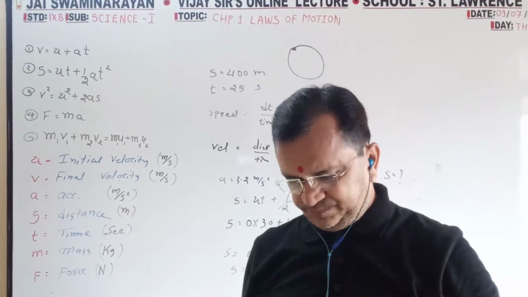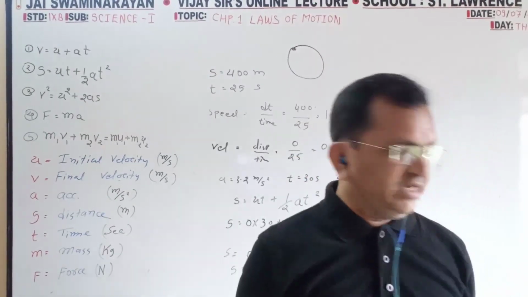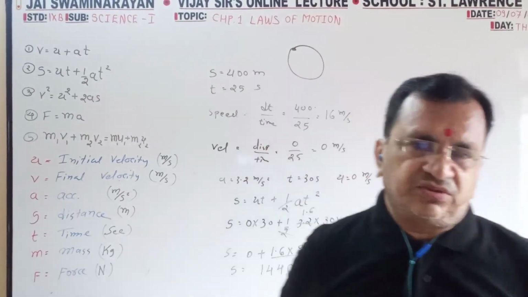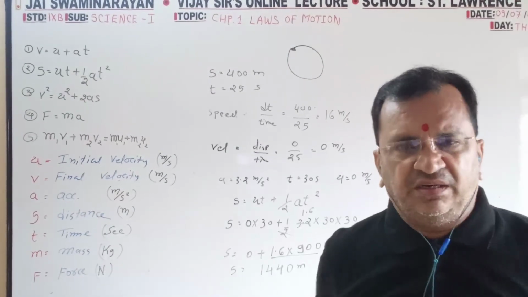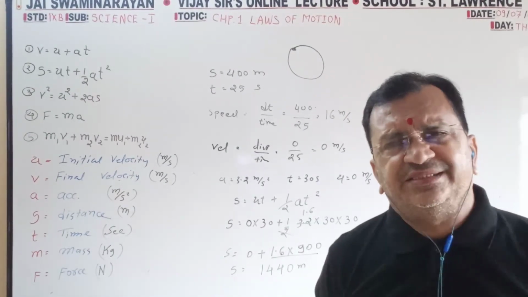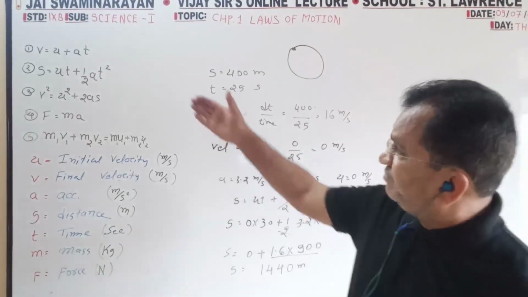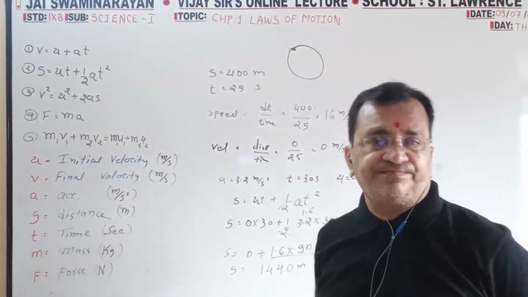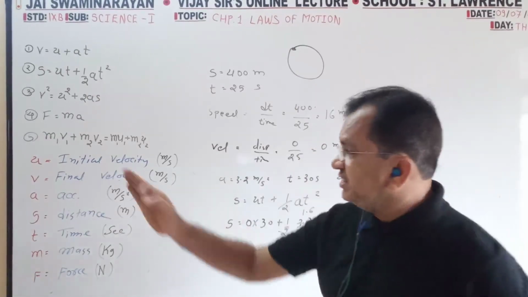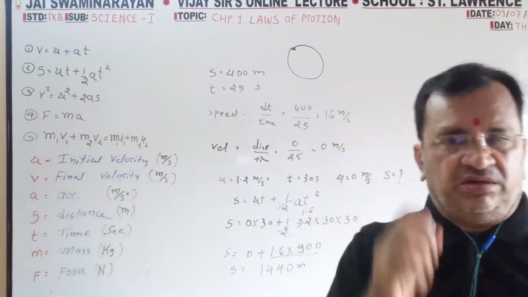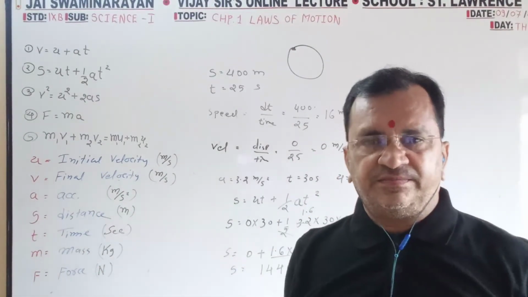So the total distance travelled is 1440 meter. See, these numericals are very important for 10th standard also, because this same to same question comes in 10th standard also. So first learn the formula and find out the meaning of each and every symbol.